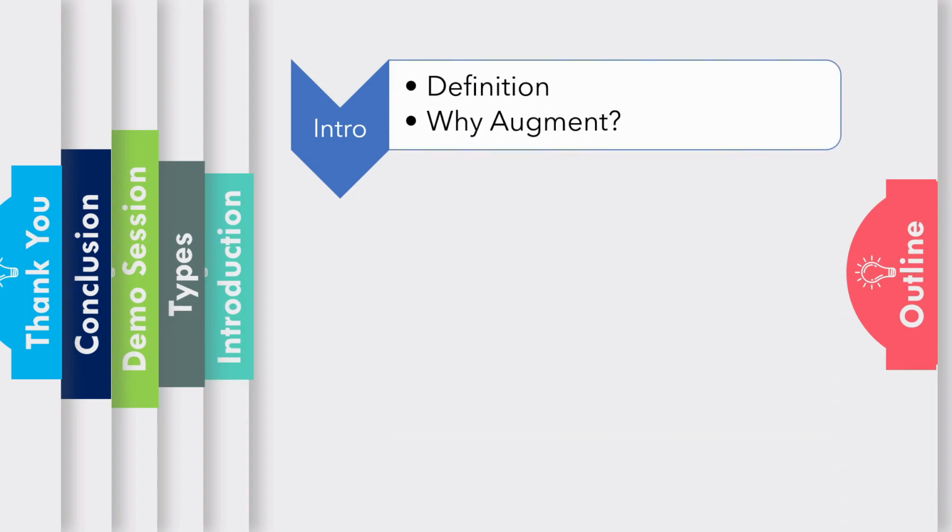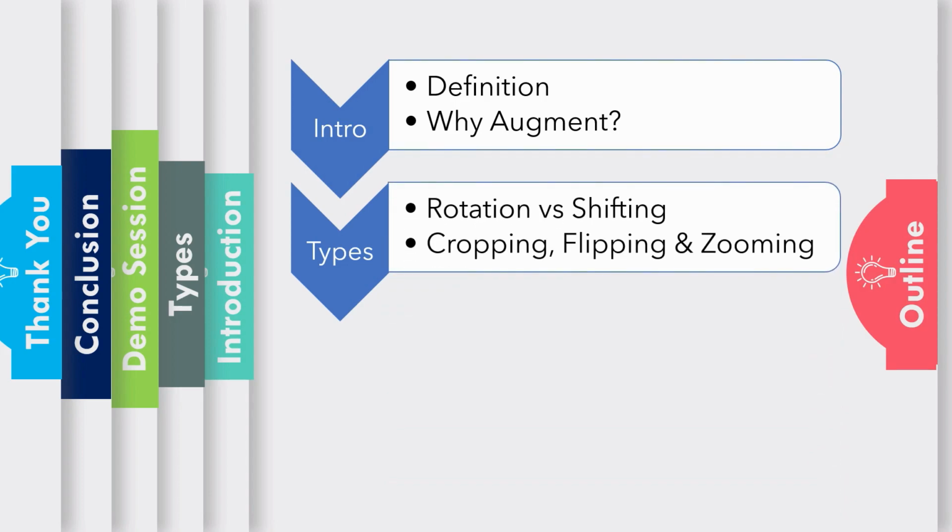So let's see what we are going to cover in today's section. We look into the introduction, and by way of definition, we will try to understand what we mean by data augmentation. Why do we augment data and when do we do that? Followed by different types of data augmentation, which we spoke about. We're going to talk about rotation, shifting, and other variations.